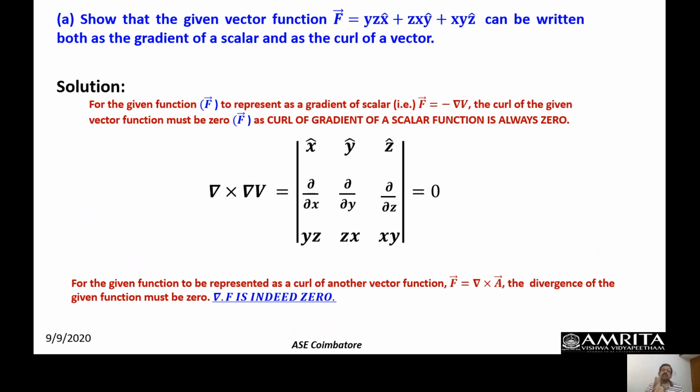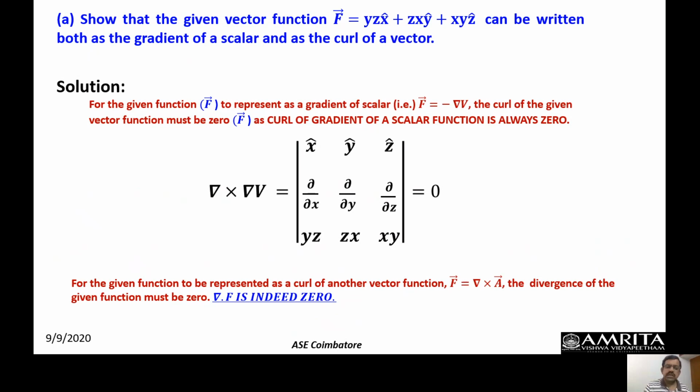Same thing, I can prove that the vector potential function will not be unique for this case. You can solve that also. By equivalency of cross derivatives, you can find out that it is not going to give you unique values for the vector potential.